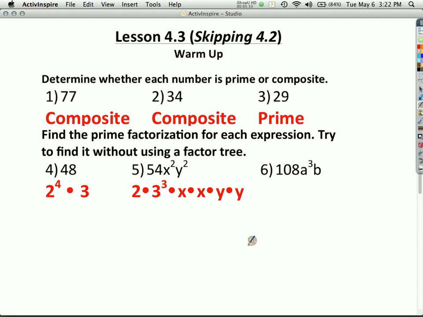What about number 6? We'll start with DeAndre, Adriana, and then Angela. 2 times 2 times 3 times 3 times 3 times A times B times A. Okay, what'd you get, Angela? 2 times 2 times 3 times 3 times 3 times A times A times A times B. Very good. So again, I used exponents so that I could fit it all in. This really should be 2 times 2, and then 3 times 3 times 3, times A times A times A times B.